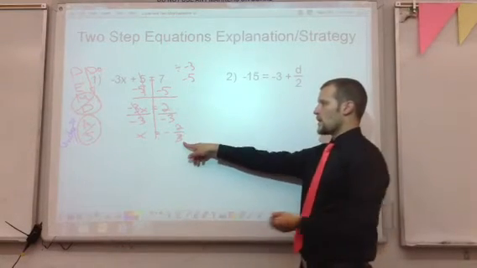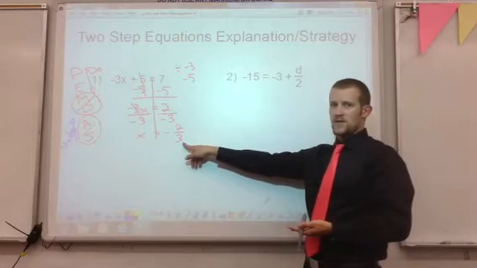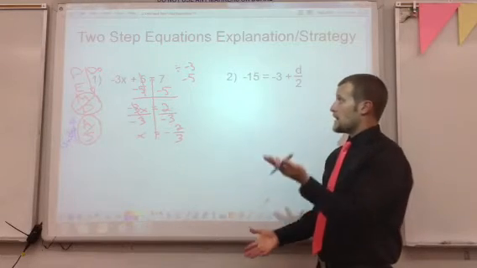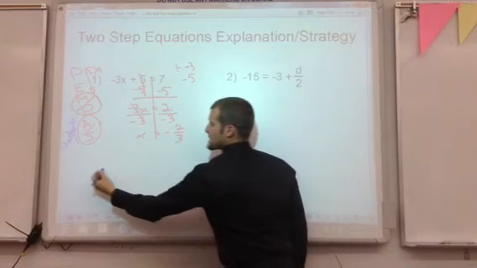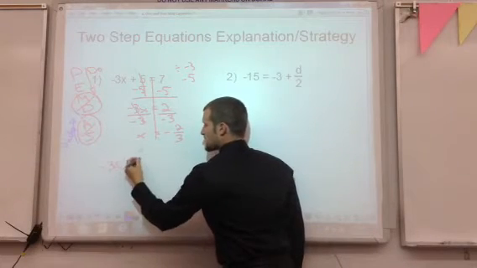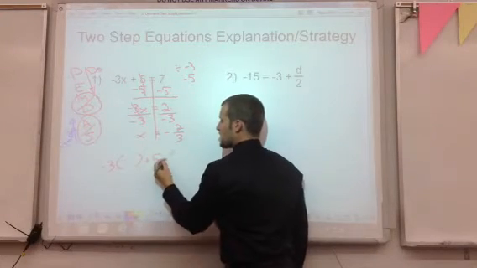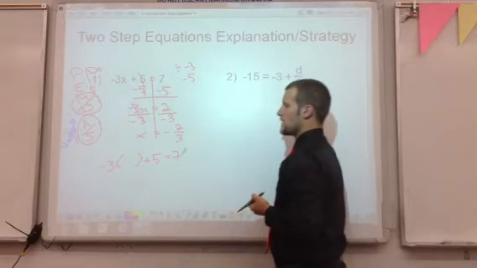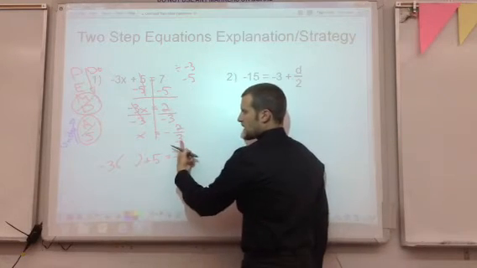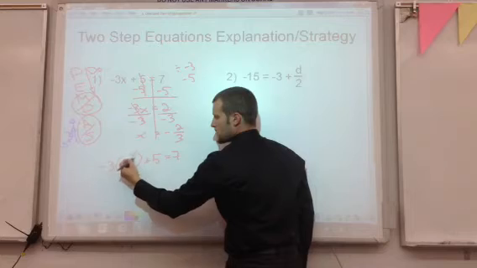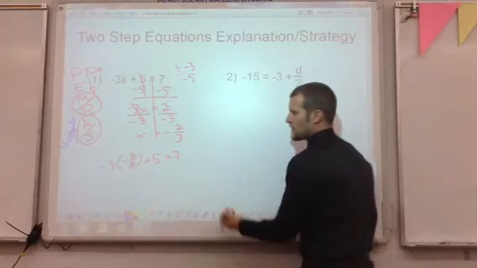Don't make this more complicated than it has to be. It's just a fraction. Write it down, you're done. Then I have to check my work. Negative 3x plus 5 equals 7. X is negative 2/3, so negative 2 divided by 3.